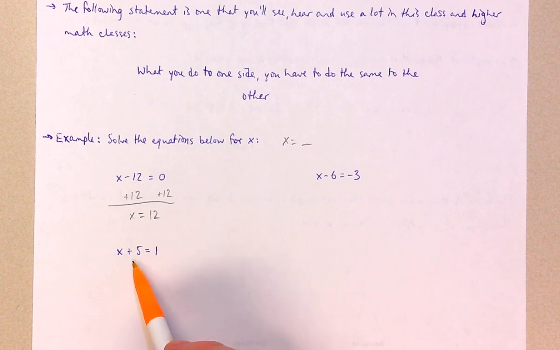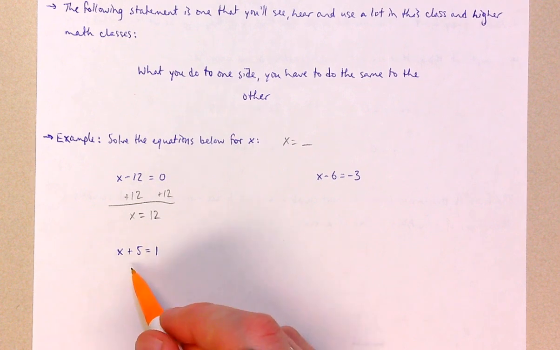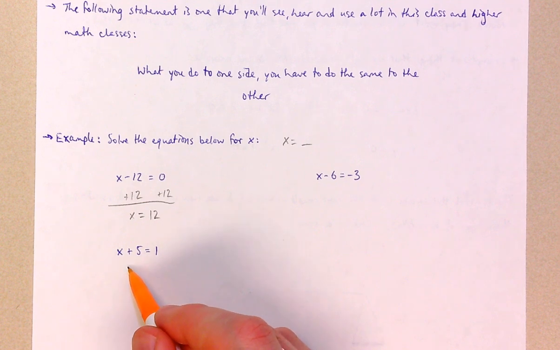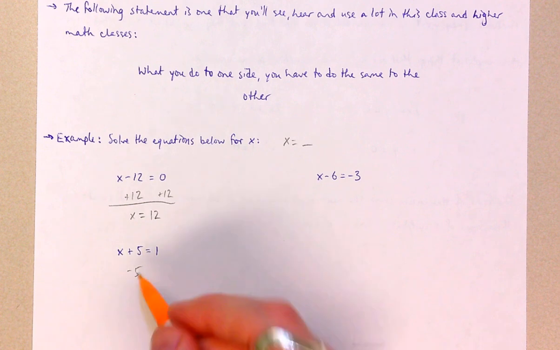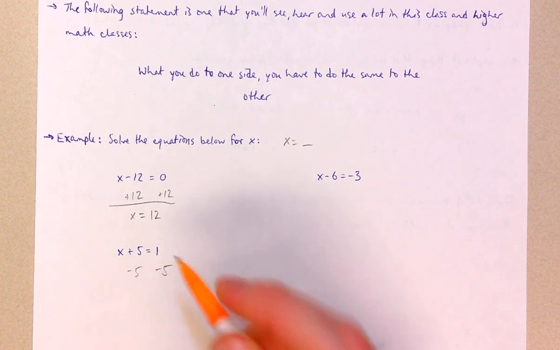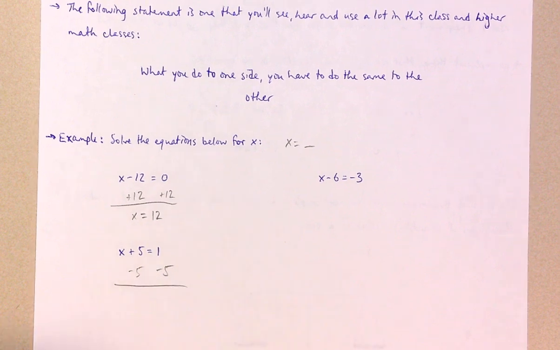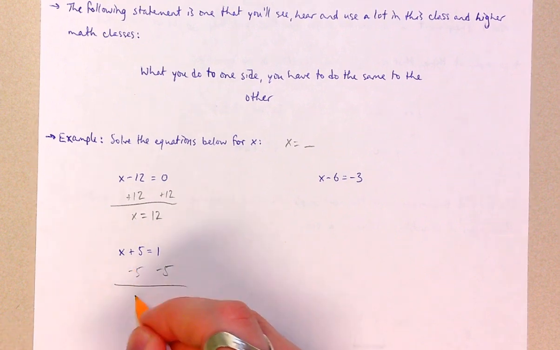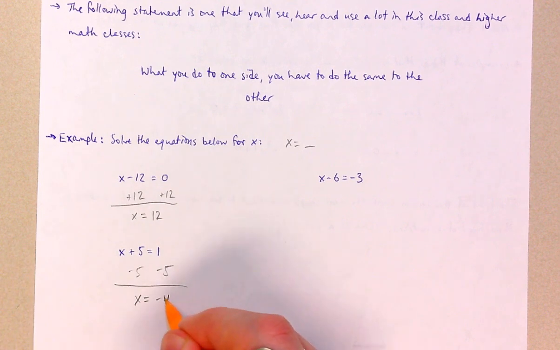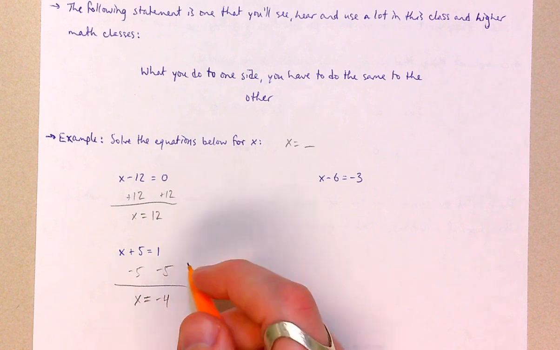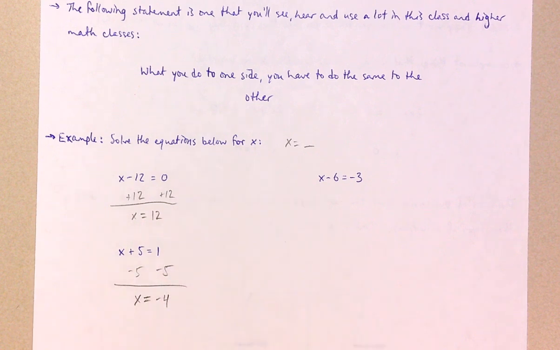Well, how do I get rid of this 5? What do I have to do? If I subtract 5, I'm going to have 5 minus 5, and oh, that would give me 0. That would be perfect. But again, what I do to one side, I have to do to the other. So x plus 5 minus 5 is just x. And then 1 minus 5 is negative 4. So we have our solution of x equals negative 4.